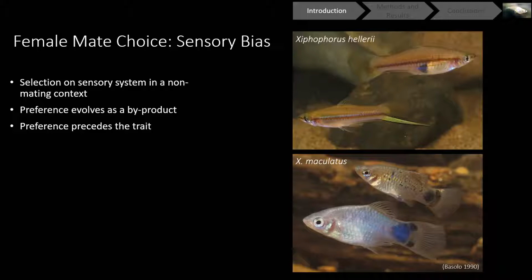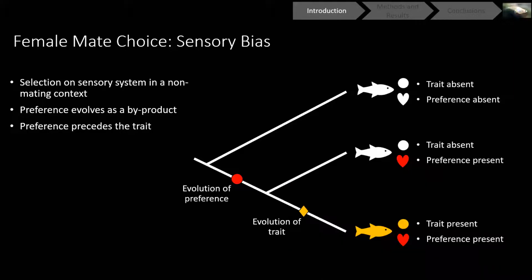One of the great things about this model is that we can test it phylogenetically and make predictions about that, because specifically the preference is always going to evolve before the trait. And so we can look at this on a phylogeny. We can imagine three different taxa here. On this red dot, we have the evolution of the preference, as well as later on the tree, the evolution of this trait.